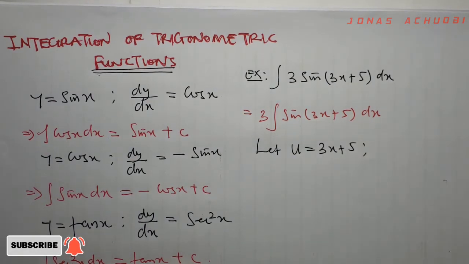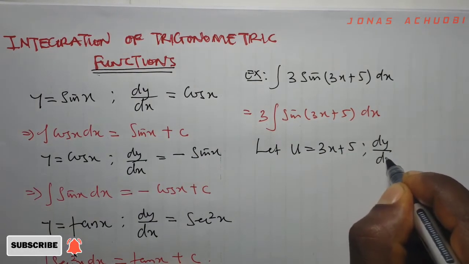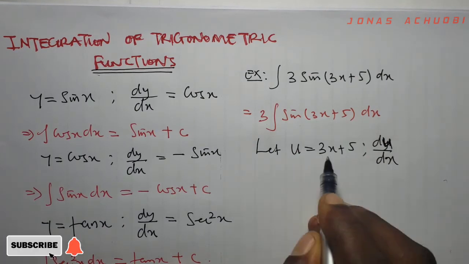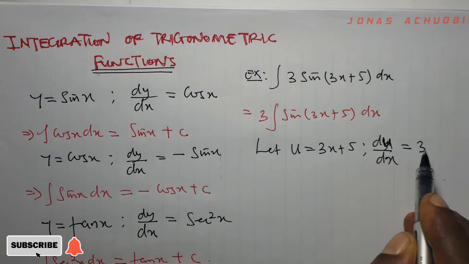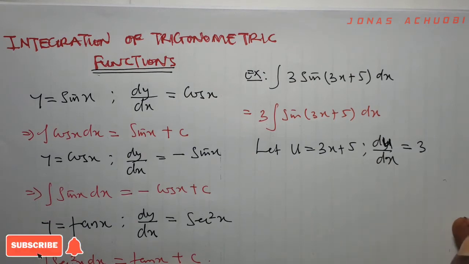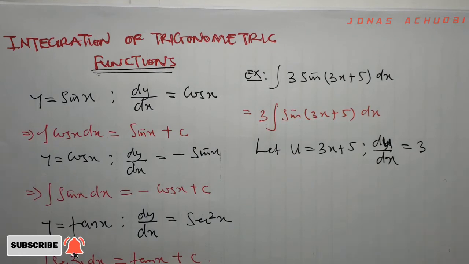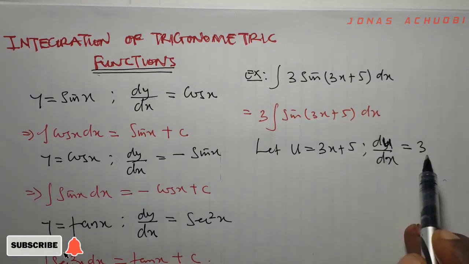And once you've called this function u, we now say du over dx, because this is u. So du dx will be what? 3. Differentiate 3x, you get 3. Differentiate 5, a constant, you get 0. So du dx is equal to 3. What you now do here is where the difference comes in. You have du dx equal to 3.